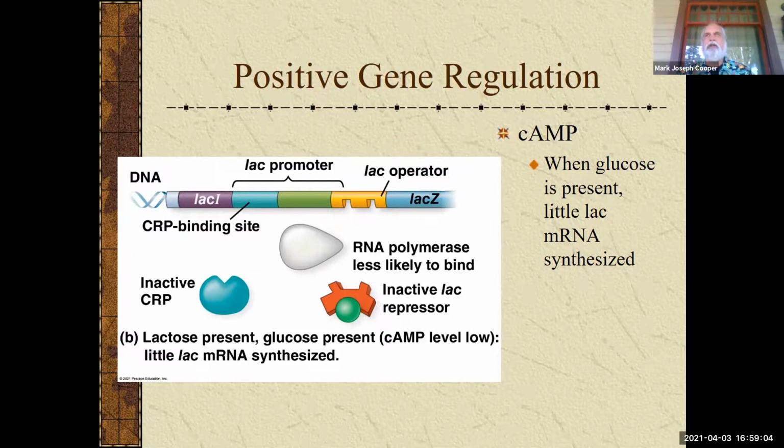Positive gene regulation basically means that when you have something, it helps build even more of it. Negative is when something builds up, it starts to shut it down. This is the opposite: when something is building up, it actually increases something, and in this case, it's increasing the production of lac mRNA.